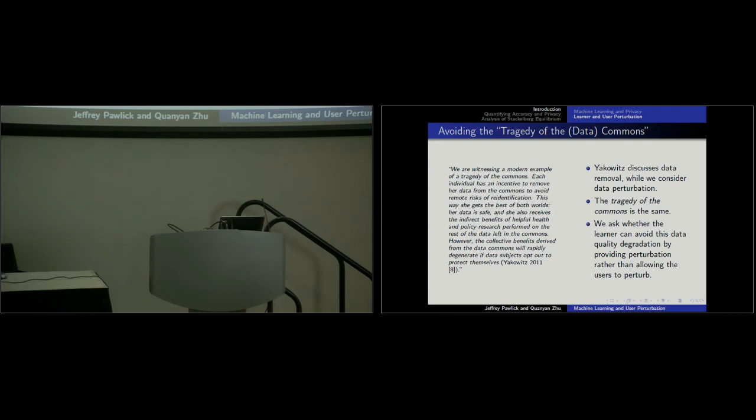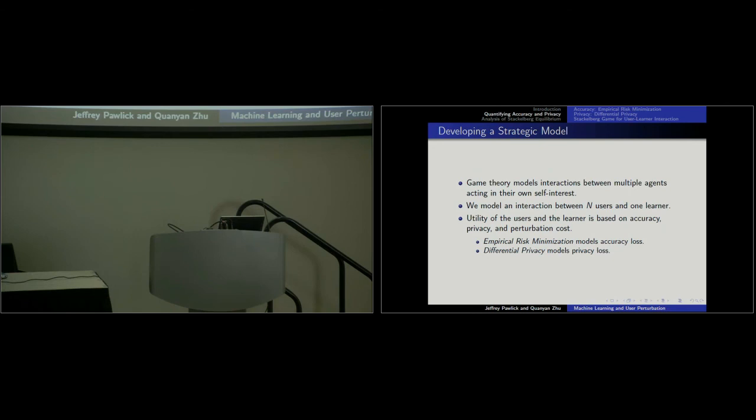And this point brings us to something we call the tragedy of the data commons. Tragedy of the commons means that when something is a common resource, people start to underutilize it. Here is an interesting analogy: when everybody thinks that way and nobody provides data, then you're not able to learn anything. And if you're not able to learn anything, it's not good for everybody. So this is an interesting phenomenon that we want to study here.